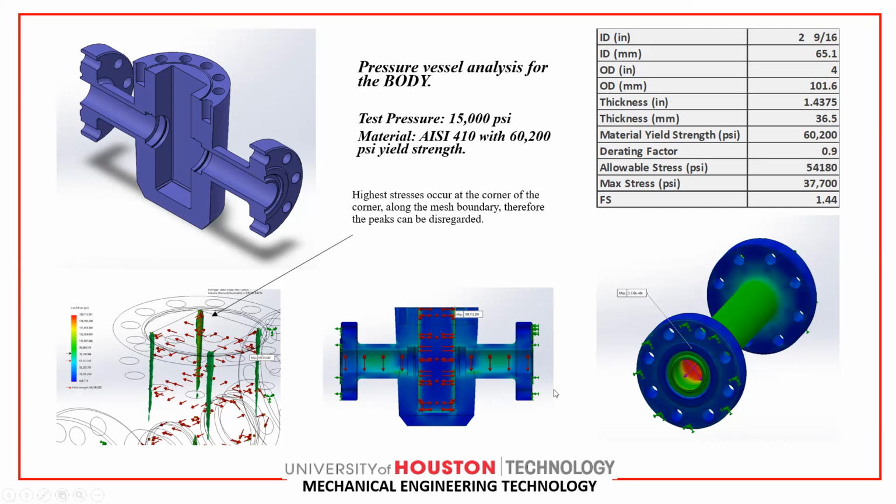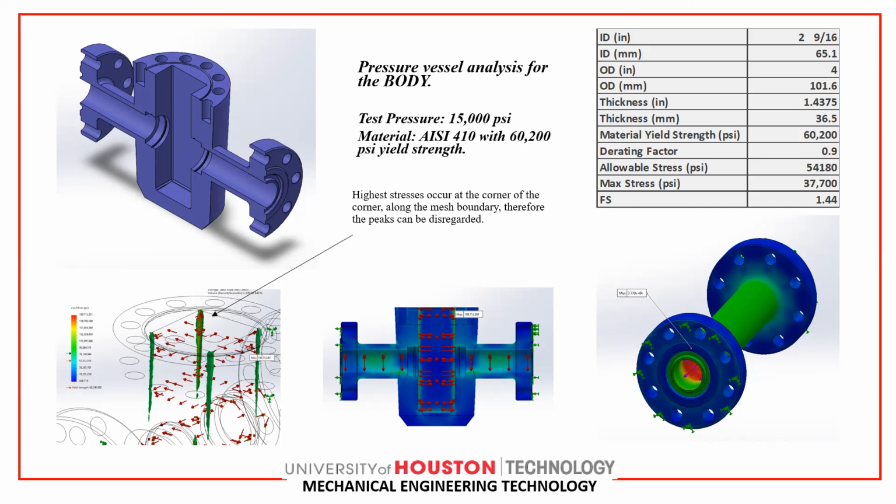And this green color shows the fixture area, the 2 places that we fixed to do the FEA in SolidWorks. The fixture areas are located on the flanges. Anyway, the high stresses occur at the corner of the corner along the mesh boundary, therefore the peaks can be disregarded.